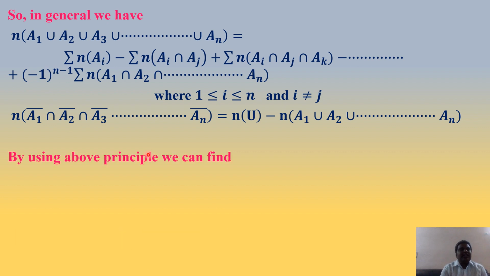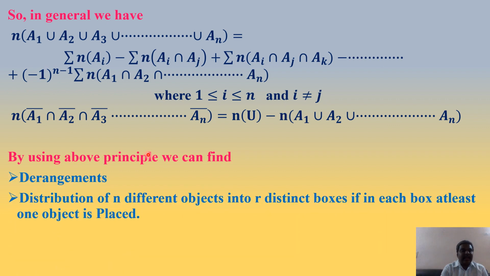By using the above principle, we can find derangements. Already we discussed the importance of this topic, and the distribution of n different objects in r different boxes, where each box should get at least one object. These are two very important applications of the inclusion and exclusion concept. One is derangements and the other is the distribution of different things to different boxes. Let us see how the applications move by using the principle.